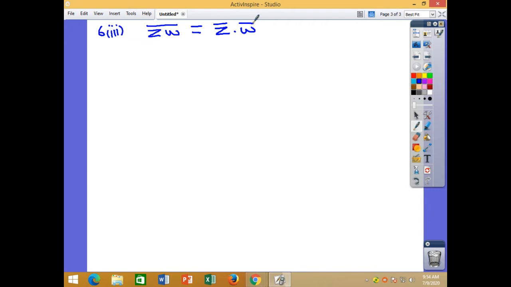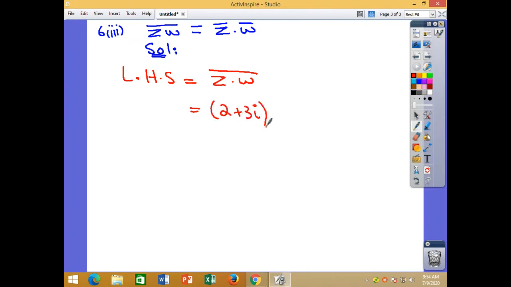Here we have, first of all, we write left hand side. What is left hand side? Left hand side is zw whole conjugate. First of all, we write the value of z. What is the value of z? The value of z is 2 plus 3 iota. What is the value of w? 5 minus 4 iota. And there is a conjugate on the whole term.